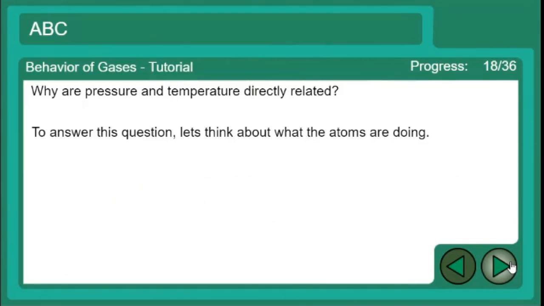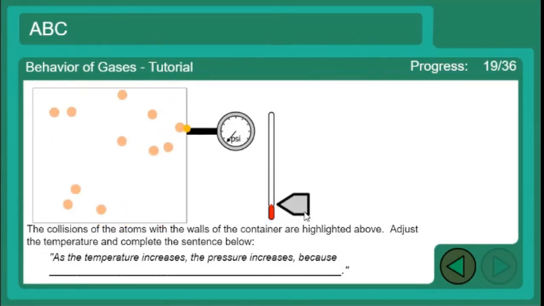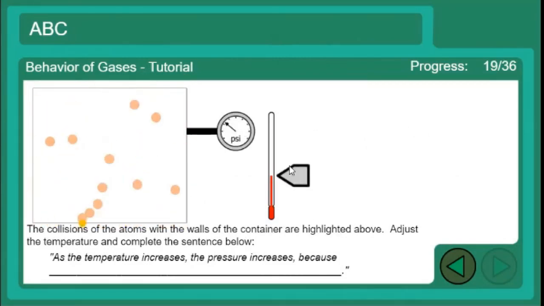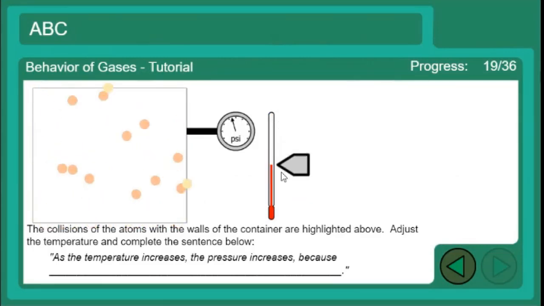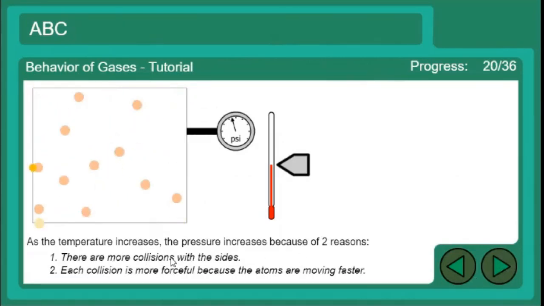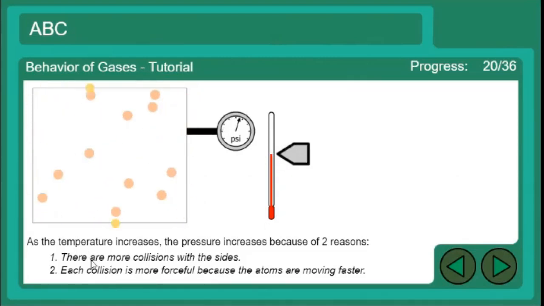Why are pressure and temperature directly related? To answer this question, let's think about what the atoms are doing. As the temperature increases, the pressure increases because there are more collisions with the side, and each collision is more forceful because the atoms are moving faster. This we will continue learning in chapter 1 SK025, where we will mention effective collision. For the time being, you just need to know there are more collisions with the side when the temperature increases, and each collision is more forceful because the atoms are moving faster.